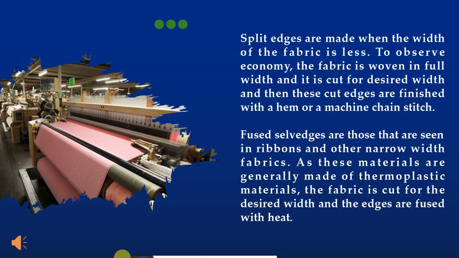Split edges are made when the width of the fabric is less. To observe economy, the fabric is woven in full width and it is cut for the desired width, and then these cut edges are finished with a hem or a machine chain stitch. Fused selvedges are those that are seen in ribbons and other narrow width fabrics. As these materials are generally made of thermoplastic materials, the fabric is cut for the desired width and the edges are fused with heat.